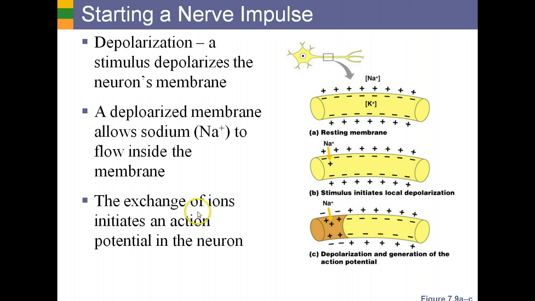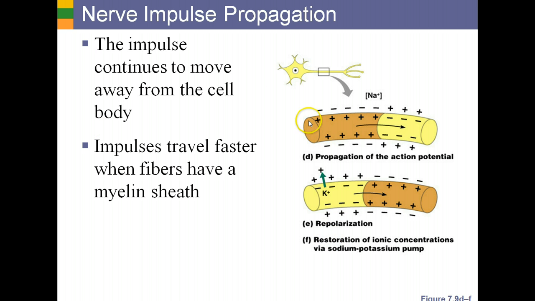As I stated before, the exchange of ions initiates an action potential within the neuron. So as you can see, sodium is moving into the neuron from resting to a local depolarization, which is right here. Sodium moved in. The stimulus initiates a depolarization of the entire axon as the message moves away from the cell body.